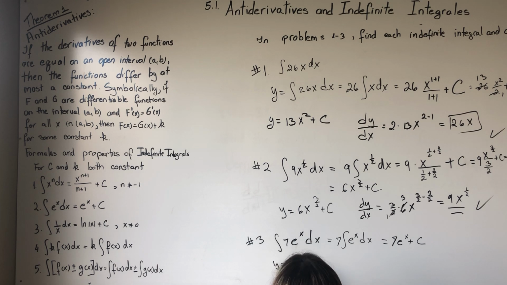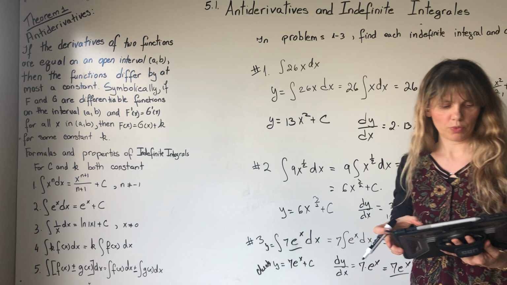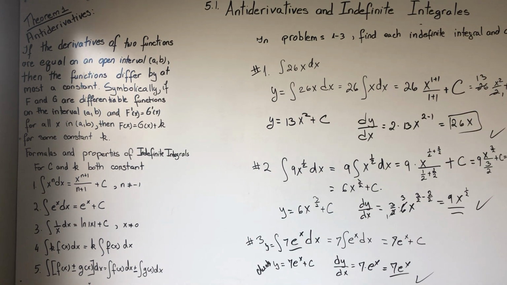Now we know that y is 7 e to the x plus c. What is dy over dx? Let's take the derivative to check. This is equal to 7 e to the x, 7 times e to the x is 7 e to the x, and the derivative of a constant is 0. So this is what I have: 7 e to the x, 7 e to the x, that's correct. Okay, so now let's do the next exercises.